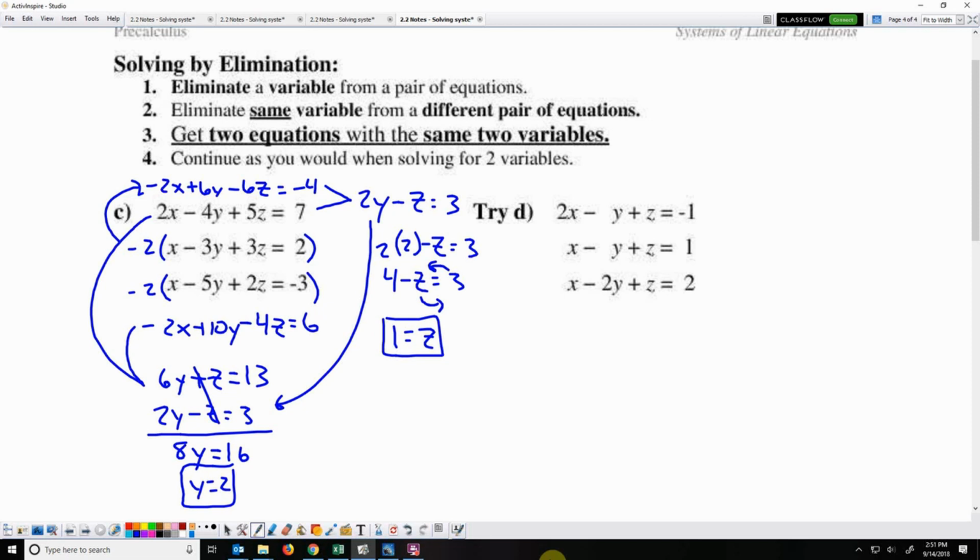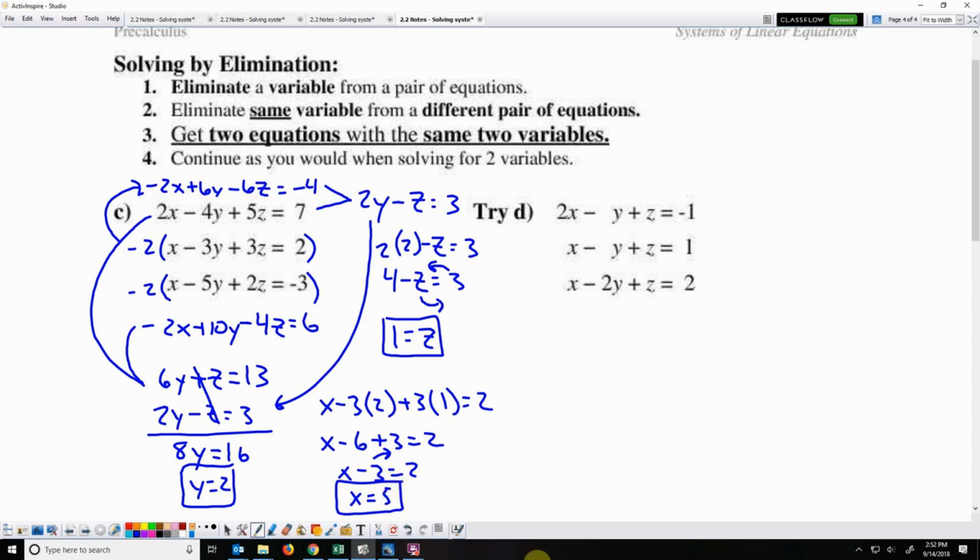Okay, now I need to plug those two into whatever equation I want in order to get x. I will choose the middle equation. x minus 3 times y plus 3 times z equals 2. So that's x minus 6 plus 3 equals 2. Negative 6 plus 3 is negative 3. And I can add that 3 to the 2, and I get x equals 5.